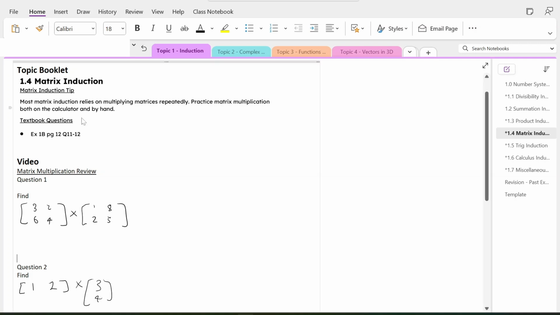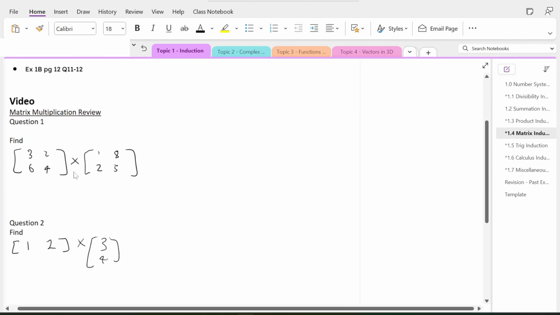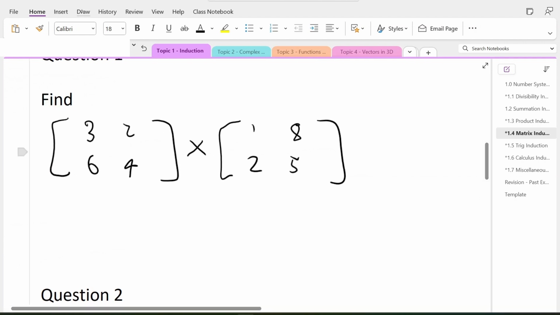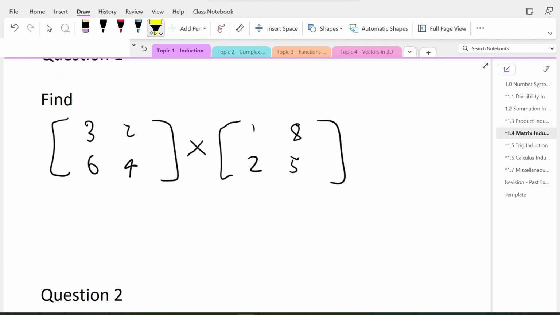Looking at matrix induction in this video. Usually matrix induction involves repeatedly multiplying matrices, like many powers of them. So the first thing we should do is revise matrix multiplication, because to be honest, that is the bit that can be tricky about this if you haven't done it in a while.